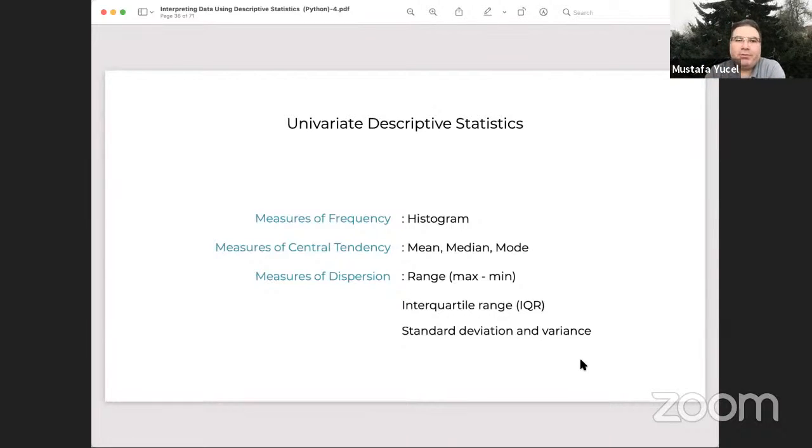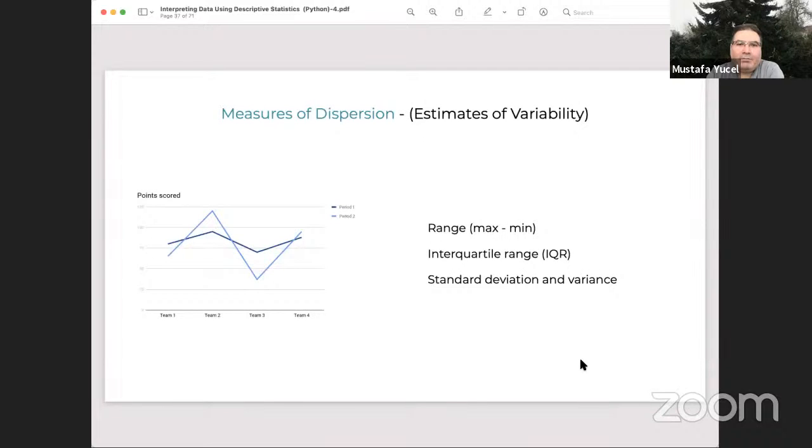Now, for univariate descriptive statistics, we have already seen the histogram, as you remember, the students' grades or income histograms, and mean, median, mode as measures of central tendency. We are looking for the center of the data. Now we will see measures of dispersion: range, maximum, minimum, interquartile range, standard deviation, and variance. These are estimates of variability. When we say measures of dispersion, this is a kind of variability.